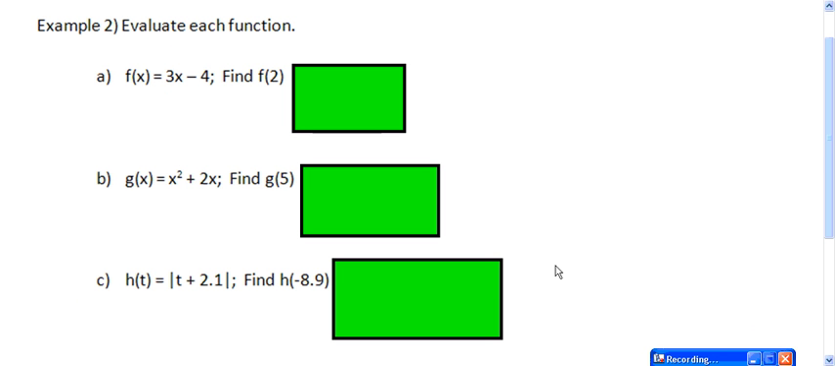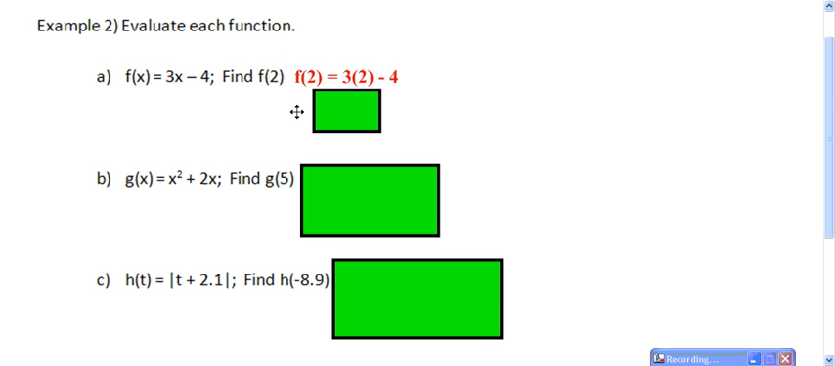In example 2, you're going to be evaluating functions. You have f of x equals 3x minus 4. You're going to find f of 2. Basically what's happening here, instead of x, you will use 2. So where x is present, we will now substitute in 2. So your new equation would be f of 2 equals 3 times 2 minus 4.